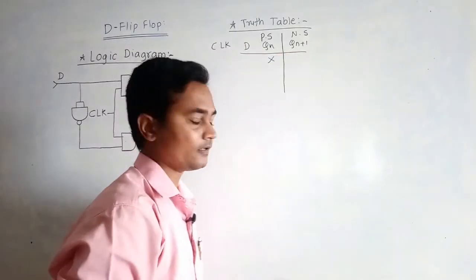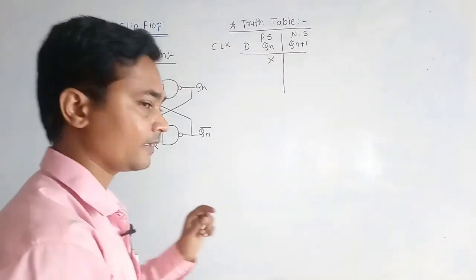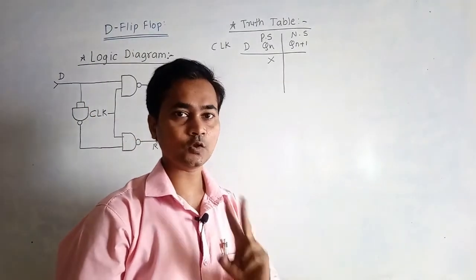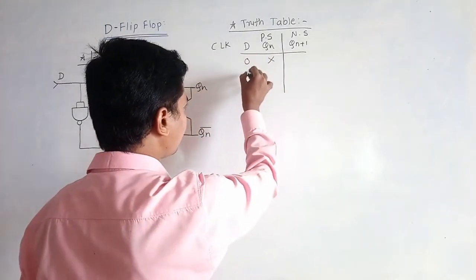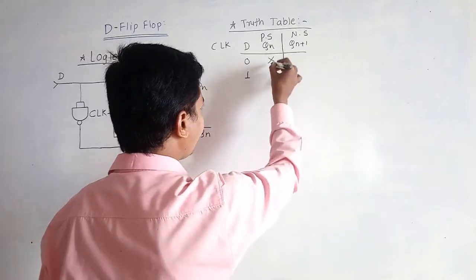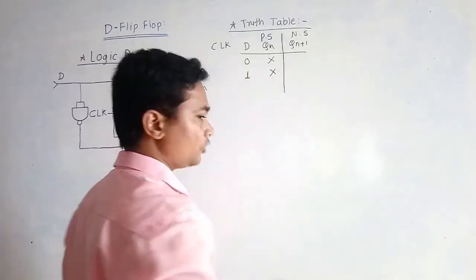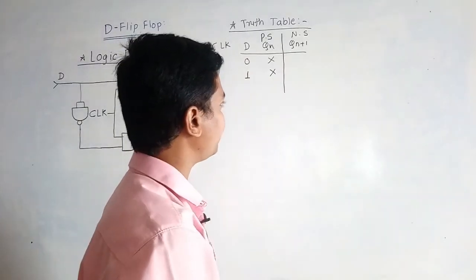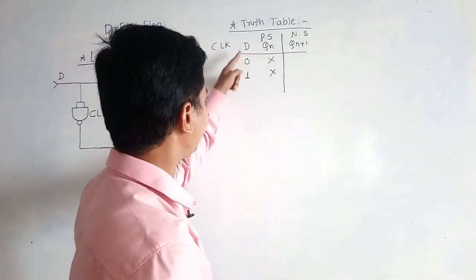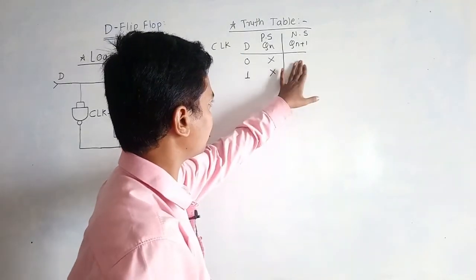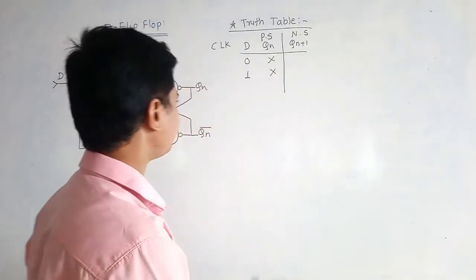As we have only a single input, the single bit will have two combinations, either 0 or 1. So D will have either 0 or 1. For this 0 and 1, we consider Qn equal to don't care. Our aim is to know what will happen when we apply D equal to 0 or 1. Our interest is in Qn plus 1.